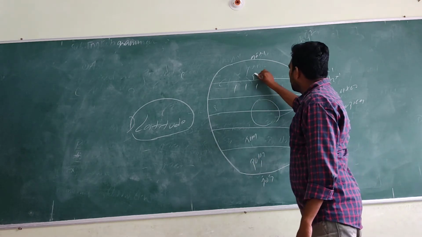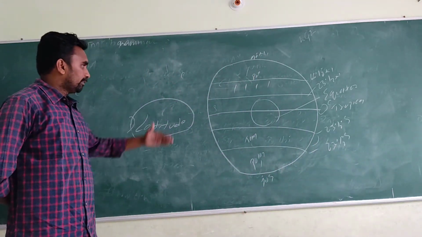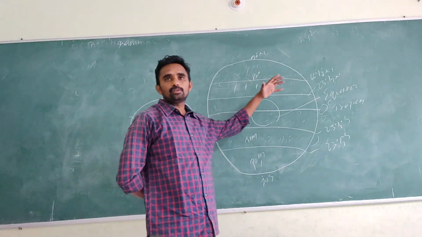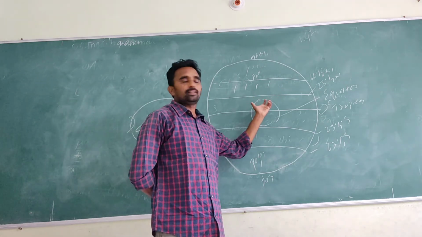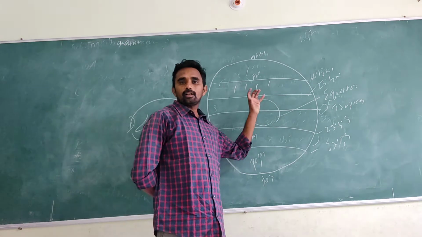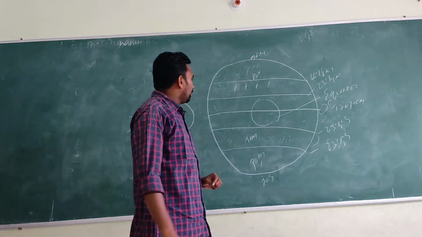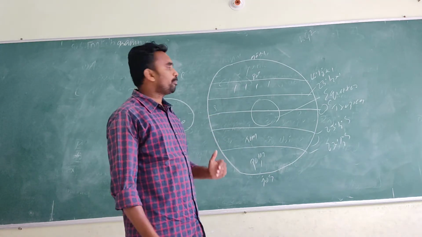What is the name of the region? Polar region. These are the three important climatic zones into which the earth is divided. Now, coming to our India, if you observe the globe, what is the important latitude which passes through India? That is the Tropic of Cancer.